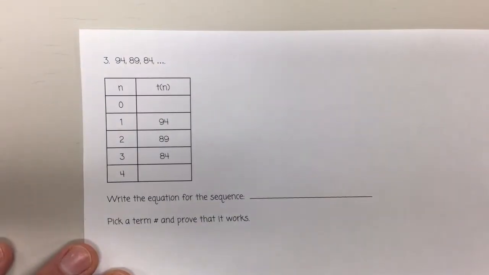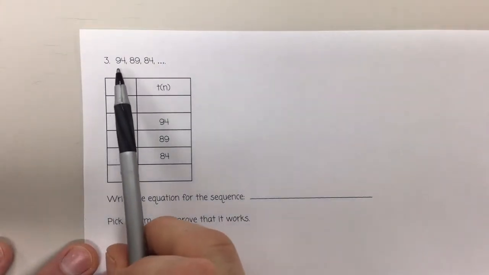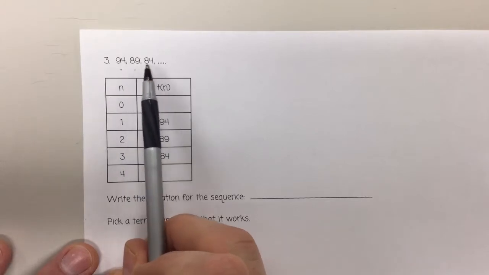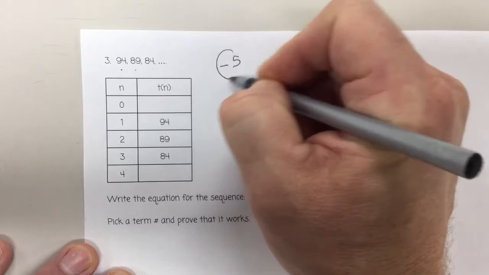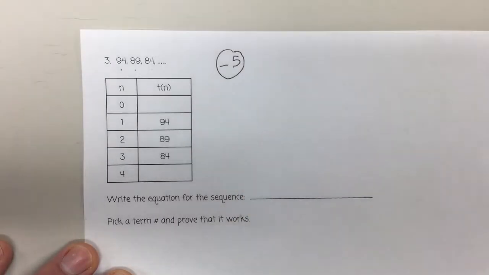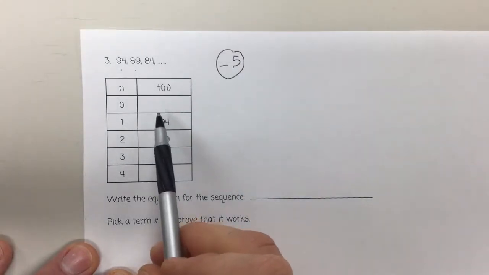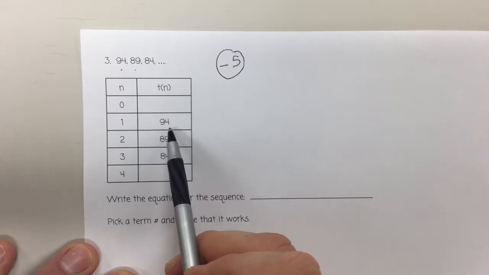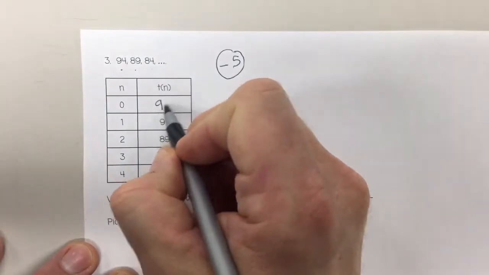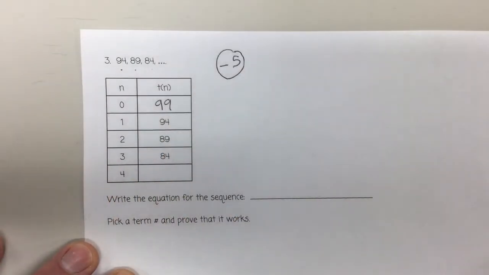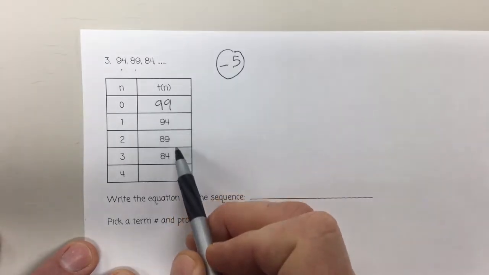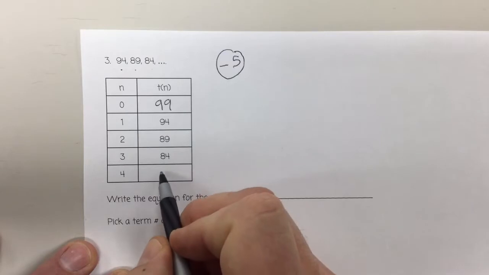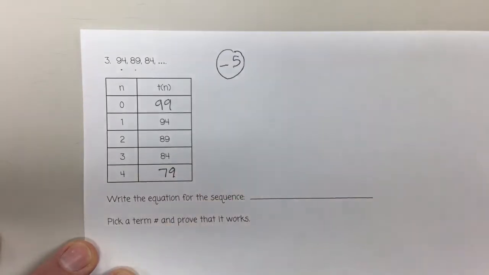For the third example, you'll notice the sequence goes from 95 to 89 to 84. We are losing 5 per term. So to find the 0 term, I simply add 5 to 94, giving me 99. To find the fourth term, we're going down 5 every term, so 84 minus 5 is 79.